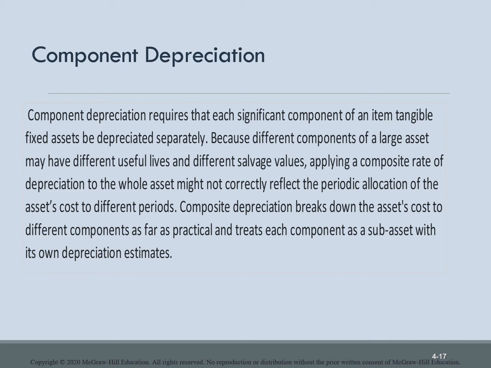So component depreciation requires that each significant component of an item of tangible fixed assets be depreciated separately, because different components of a large asset may have different useful lives and different salvage values. Applying a composite rate of depreciation to the whole asset might not correctly or properly reflect the periodic allocation of the asset's cost to different periods. Component depreciation breaks down the asset's cost into different components as far as practical and treats each component as a sub-asset with its own depreciation methods.